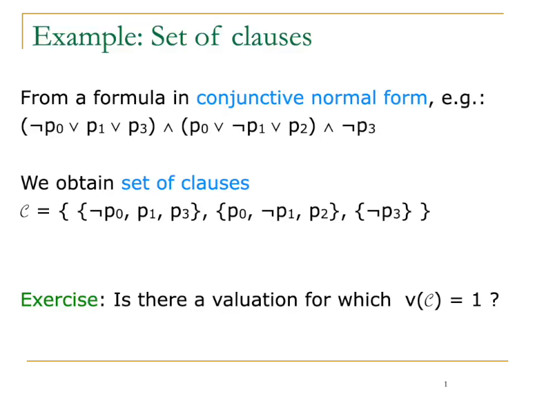Let us now look at an example. We have a formula in conjunctive normal form, which is a formula of 3 conjuncts. First of which is a disjunction, so it is not P0 or P1 or P3. The second is P0 or not P1 or P2. And the last one is not P3. We turn each of these conjuncts into clauses which are sets of literals. So the first one produces the set not P0, P1, P3. The second one produces the clause P0, not P1, P2, and the last one, the singleton, not P3.